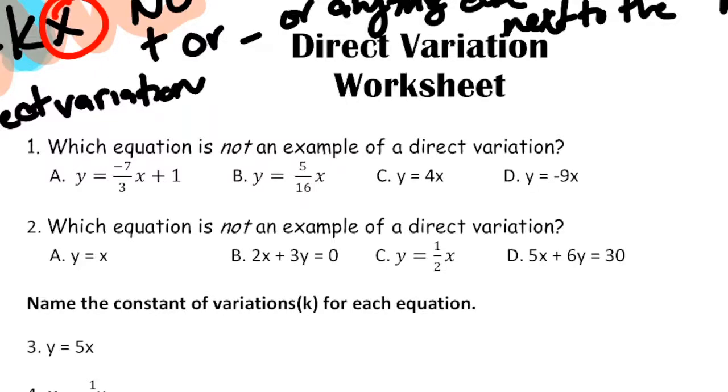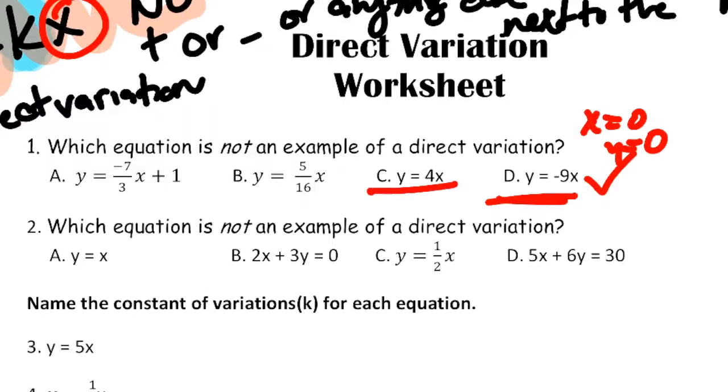Okay, if you haven't paused me yet, you need to go ahead and do so. All right, here we go. I'm going to go from D on up to A. D is a direct variation. It does not have a plus or minus next to it, and when x is 0, y is 0. It's good to go.